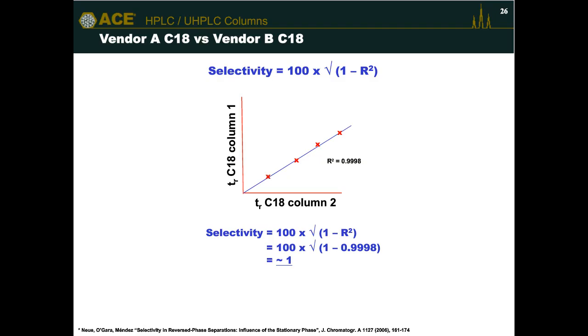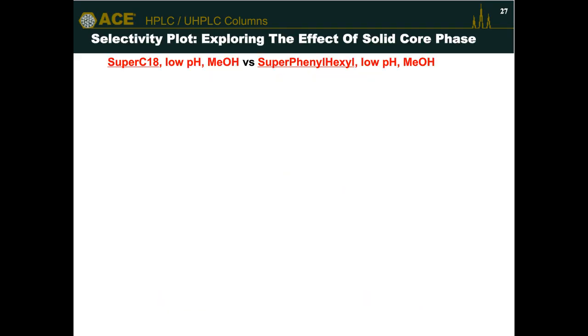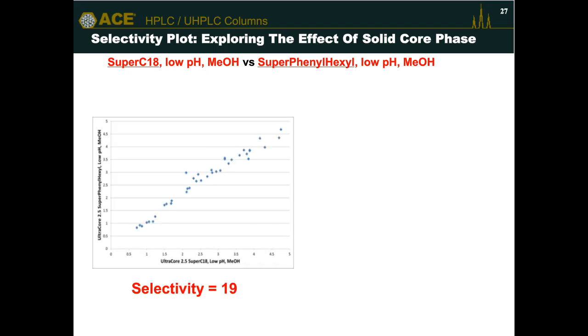Higher selectivity values mean more difference in retention times for your analytes, so more difference in alpha, more difference in selectivity. So we did this for two different stationary phases on a solid core platform, and you can see when you compare the plot for these two different columns, you get some scatter, a selectivity of 19, which gives you a decent selectivity space to work with.